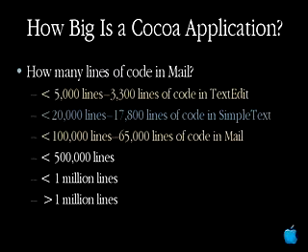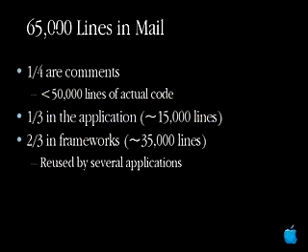So let's drill a little further into those 65,000 lines of code in Mail. Of those 65,000 lines, over a quarter of them are just comments. So we come out at under 50,000 lines of actual production code. Of those, you can further break it down into a third of them going into the application itself. The other 2/3 is going into a framework which is shared across several applications. So not only is Mail a very small application, but we're actually reusing most of the code.